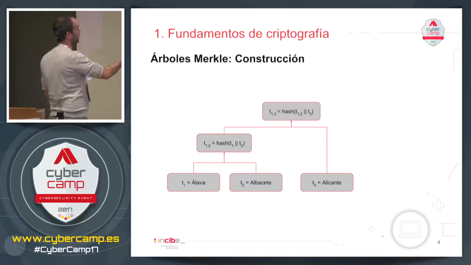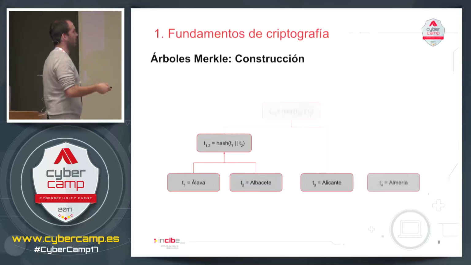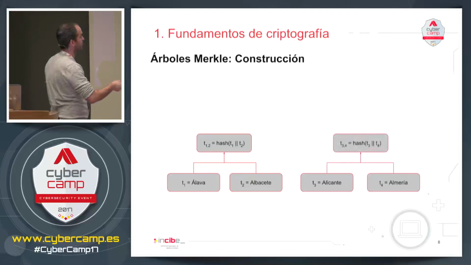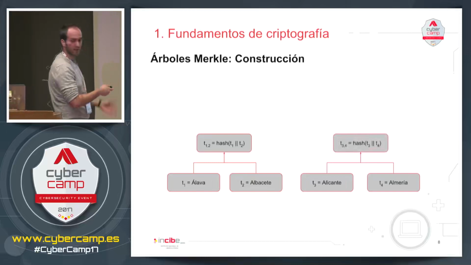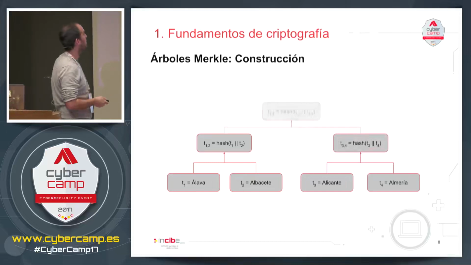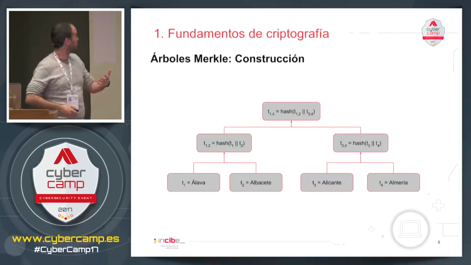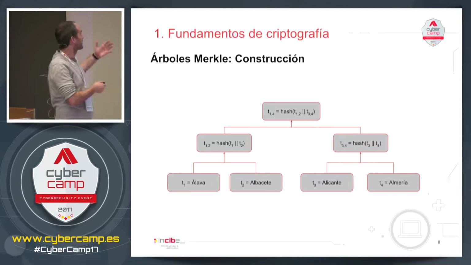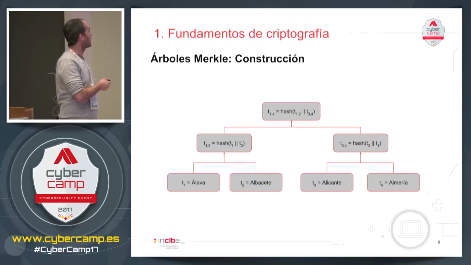I want to add a 4th node. Then I do it once again. I'm going to leave this one because this isn't going to change, but I combine the 2 of them, which gives me another new hash, T12, T34. And this gives me a 7th hash, which is actually the linking of T12 and T34.